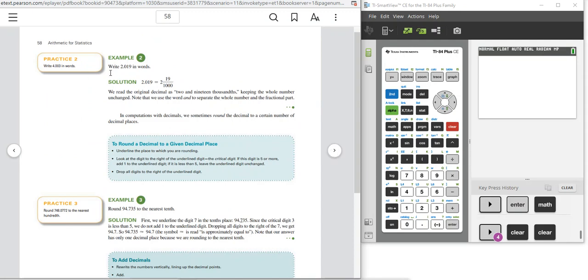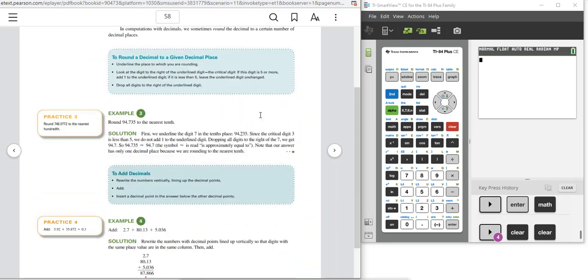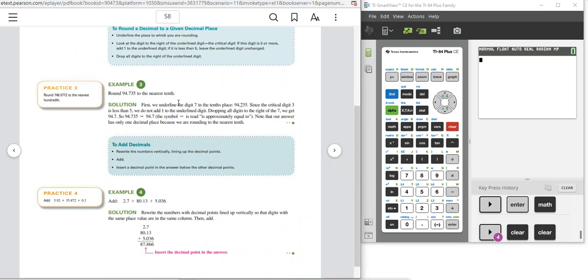And just a reminder here, this writing in words 2 and 19, right? 19 thousandths, and you could write it like that. Again, we really don't deal with this in statistics. We don't write the numbers. Rounding, you do need to be able to round.